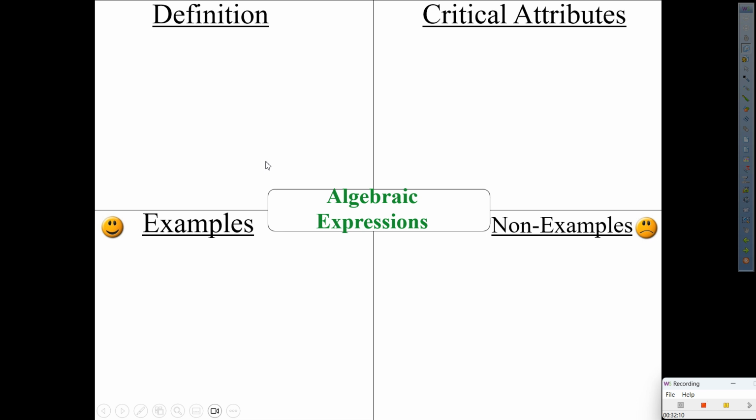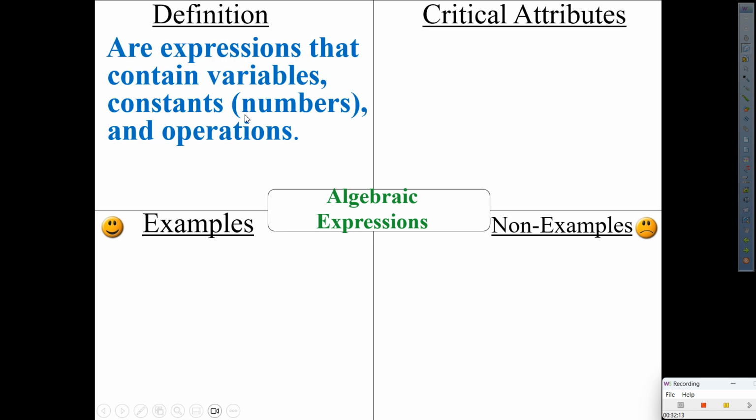Definition, here we go. What are algebraic expressions, Mr. Q? They are expressions that contain variables, constants, which means just numbers, and operations. And this is what they look for. X plus 3, m minus 7, 2 times y, k divided by 5.